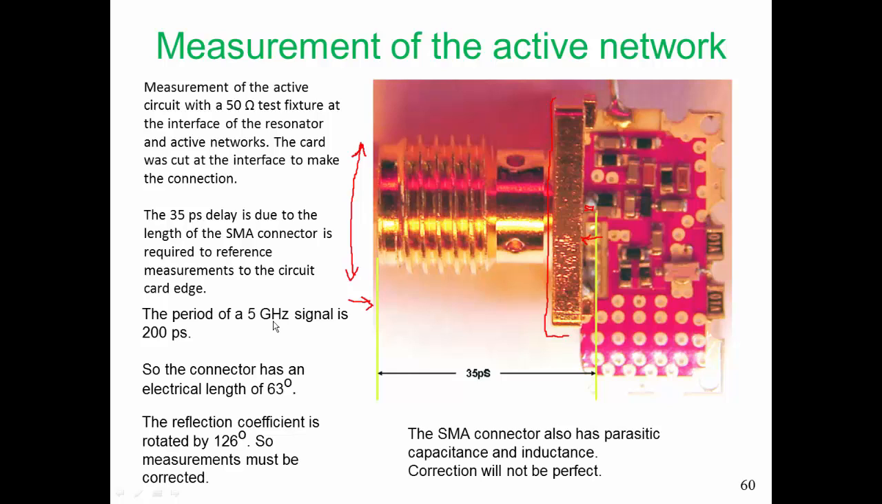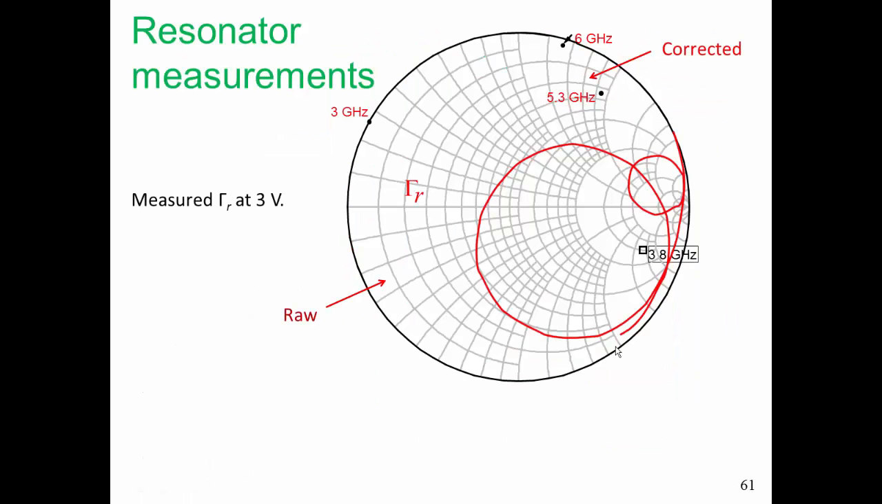This 35 picosecond delay does not describe the impact of the SMA connector completely. There will be parasitic capacitance and inductance. There will be some parasitic resistance. So the correction will not be perfect. If we wanted to be a little bit better, we could use a different electrical length at one end of our tuning range and at the other end of the tuning range. But there are enough imperfections here that it is worthwhile sticking with something that we understand intuitively, and we understand this 126 degree rotation.